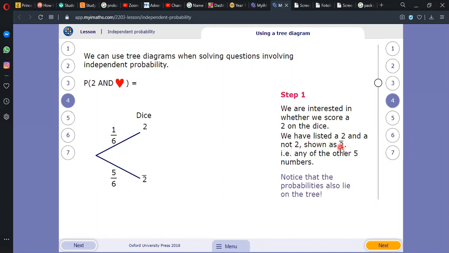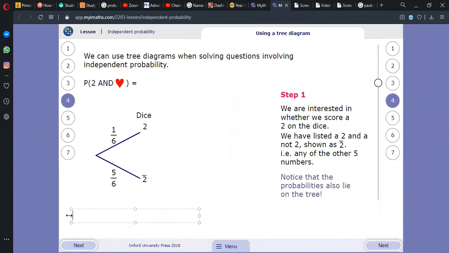shown as bar 2. I've told you that already in the previous lessons. That is any of the other 5 numbers. Of course, if it is not a 2, it's going to be the other 5 numbers on the dice, which is 1, 3, 4, 5, 6. So the probability of getting a 2 is 1 over 6. We know that already. And the probability of not getting a 2 is 5 over 6, which we could have gotten as well from 1 minus 1 over 6. I remember that I explained that in our previous class.